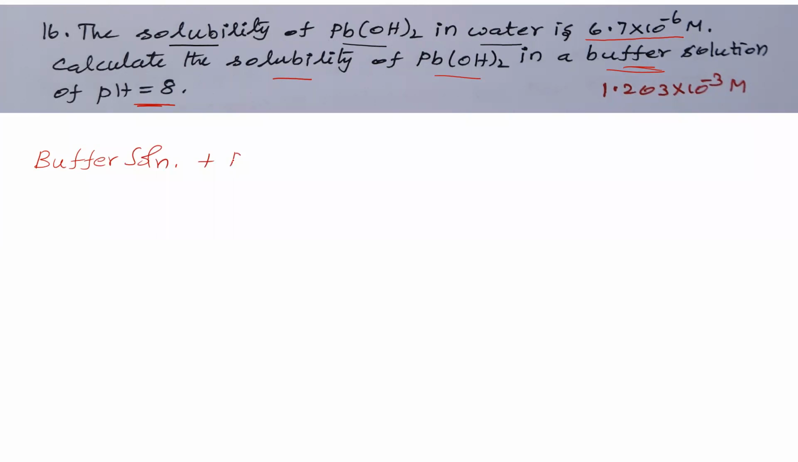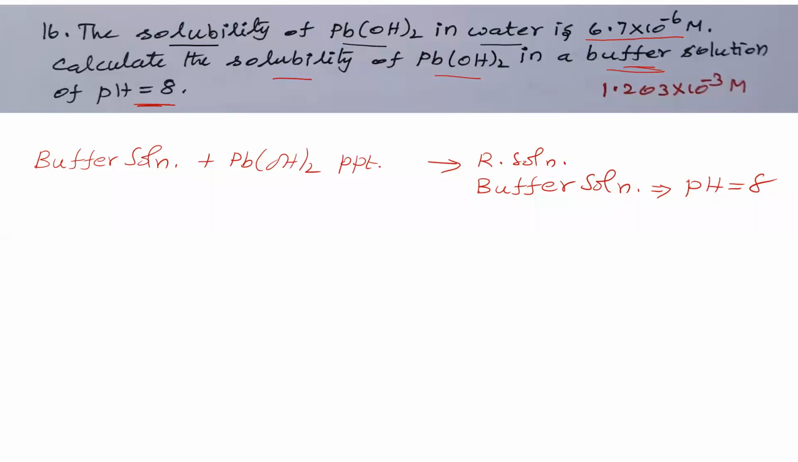To this buffer solution, let us add Pb(OH)2 precipitate. We added Pb(OH)2 precipitate. In the resultant solution, the buffer solution is there, and this buffer solution has a pH equal to 8. In the resultant solution, Pb(OH)2 is present.